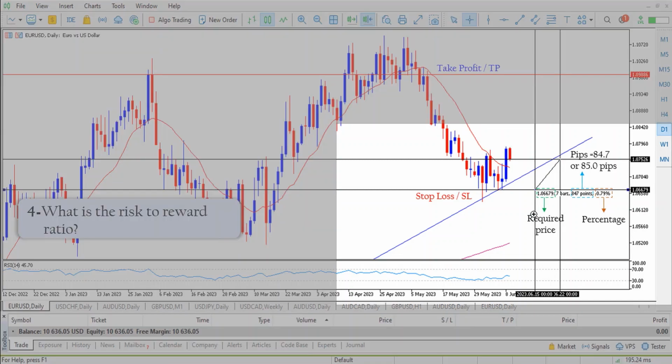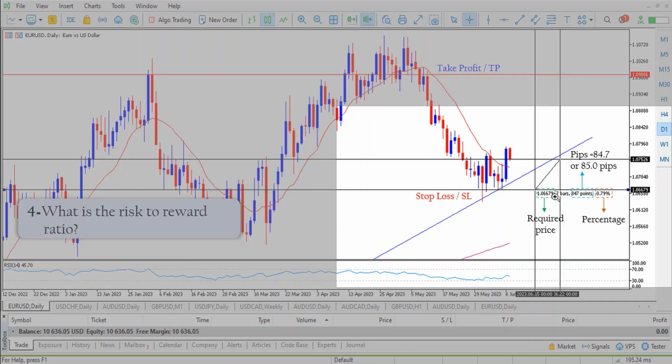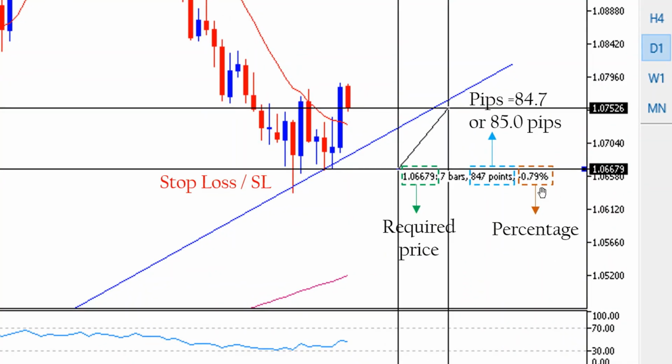I will zoom in on this area so you can see it more clearly. Here on the right side this is the percentage and this is the points, and on the left side is the required price. You should not consider the points as pips. To get pips, eliminate the last number in the points.